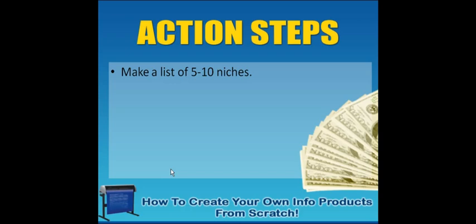Action steps for this video is real simple. I just want you to do the research that we've talked about and make a list of 5 to 10 niches, different niches. Okay, not products. We're going to deal with the specific product in the next video. Right now, we're just dealing with the niche.